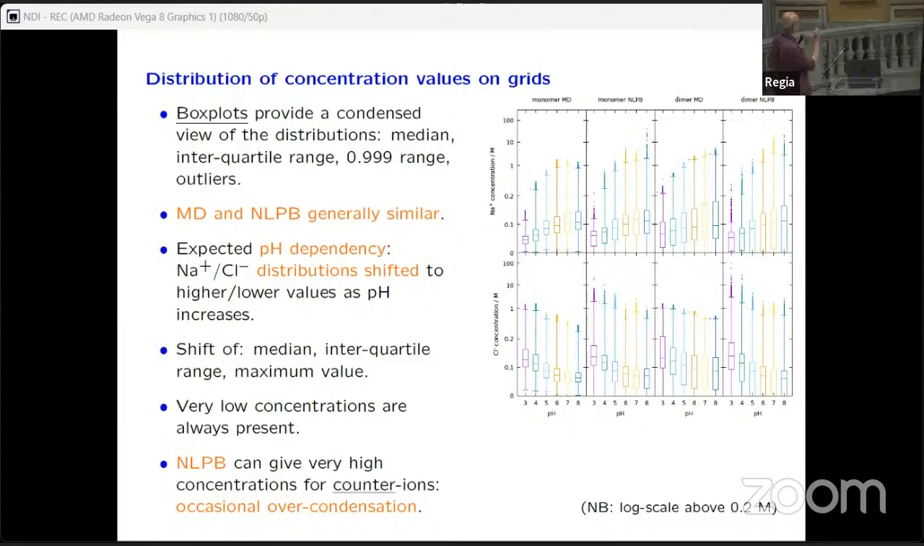You have a box which represents the interquartile range. Then you have a line in that box which represents the median, and then you have a line that in this case represents 99% of the whole range of all the values of the concentration, and then you have outliers shown as points. This is what is usually called a box plot, and for this kind of global comparison it can be quite useful. I'm sorry that the pictures are actually a bit small.